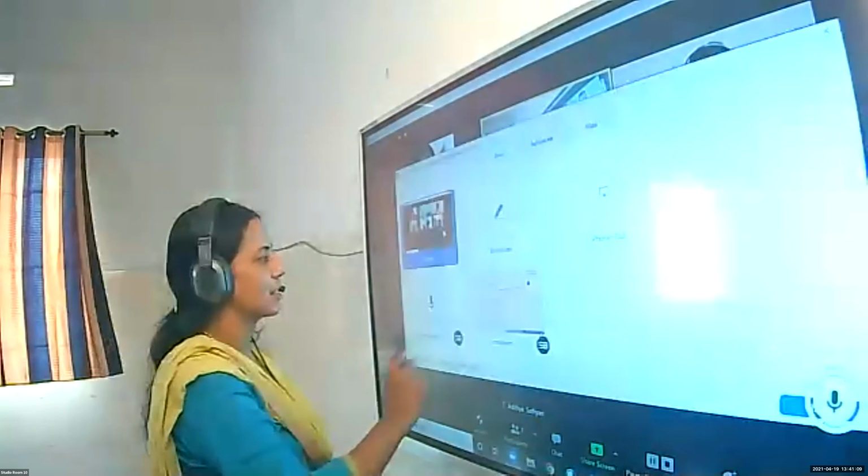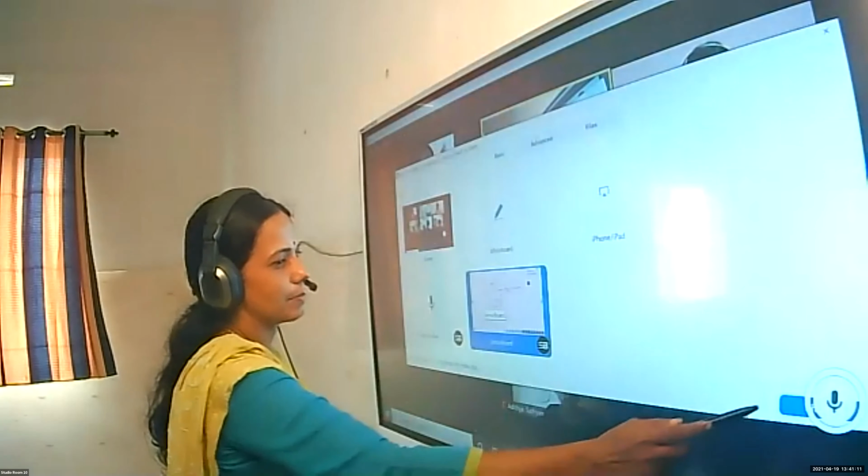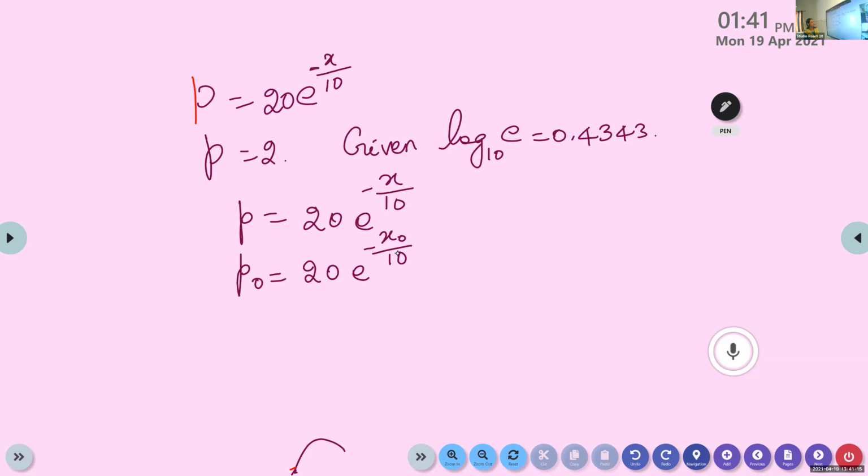Now tell me the next step. Let me check who will be giving the next step. Our aim is to find x naught. What is the value of P naught? What is the next step? Aparna, try this one. Find x naught. I'll give one minute. Find out what is x naught. Let me check who is doing the calculation correctly.